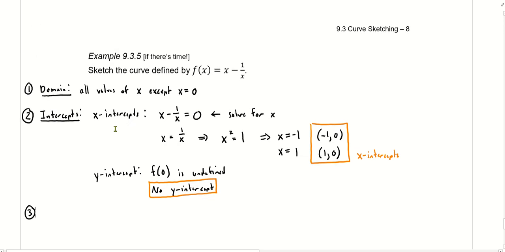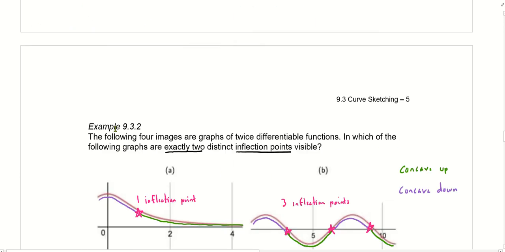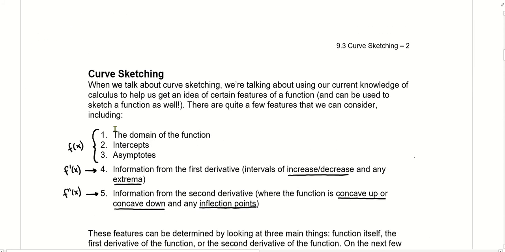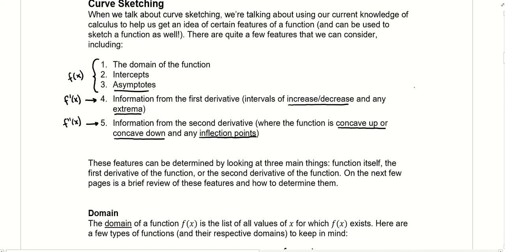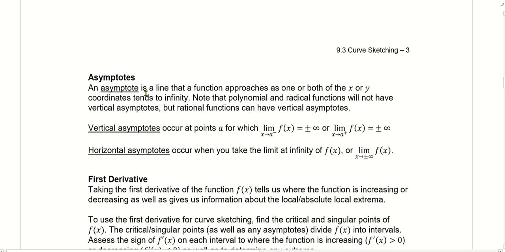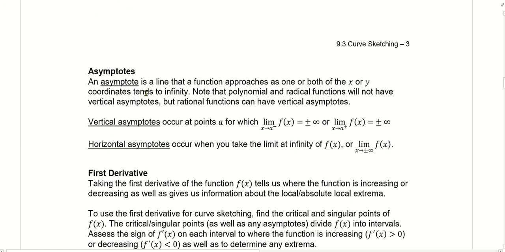All right, the third piece, the third bit of information, this is the last bit of information that I can get directly from the function. That's the function's asymptotes. So we talked about asymptotes way back when we were introducing limits. And we mentioned there are two different types of asymptotes. There's the vertical asymptote and there's the horizontal asymptotes.